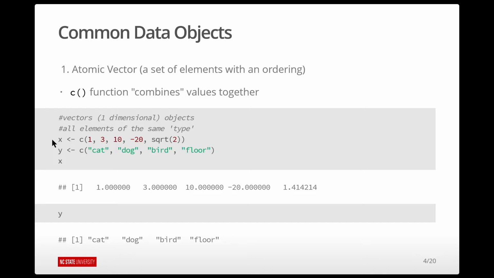And then for the second one, we're doing combine these character strings together: cat, dog, bird, and floor. Again, this is just specifying the ordering of these elements. So cat is first, dog is second, bird is third, floor is fourth. Again, we're storing these in objects, so they're not actually printing to the console. But now what we can do is call them for later use. So I can now just type x into my console after running the above lines, and I get to see the output there.